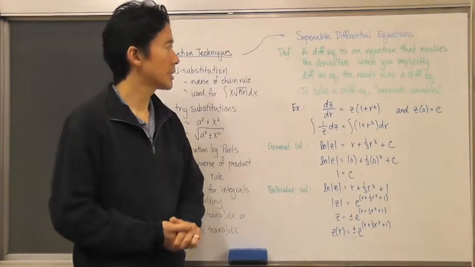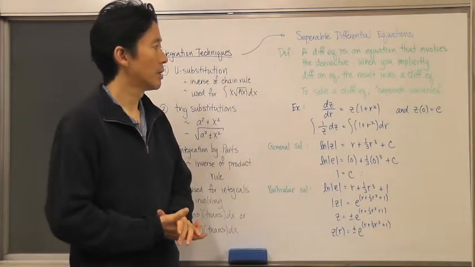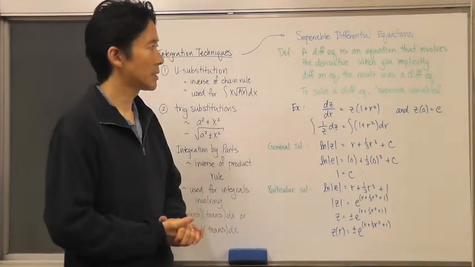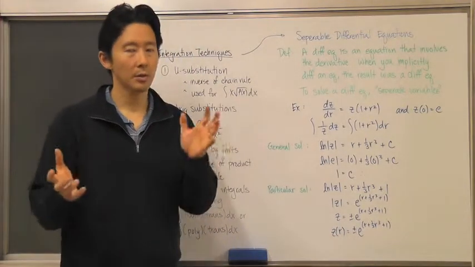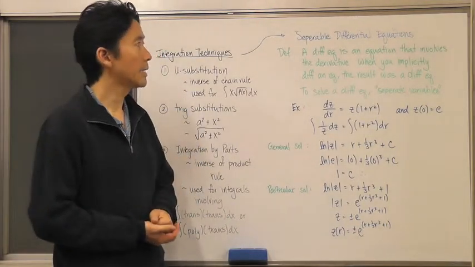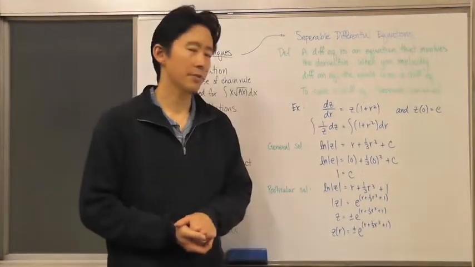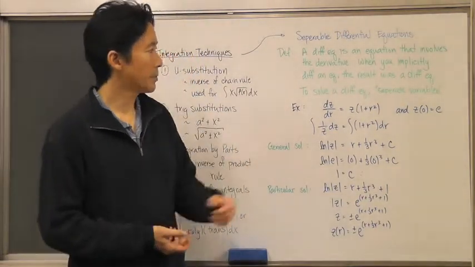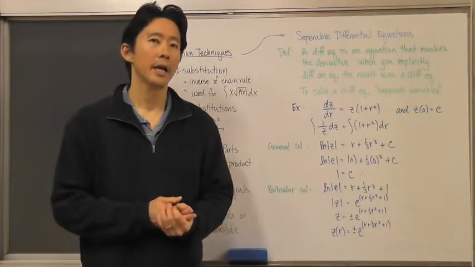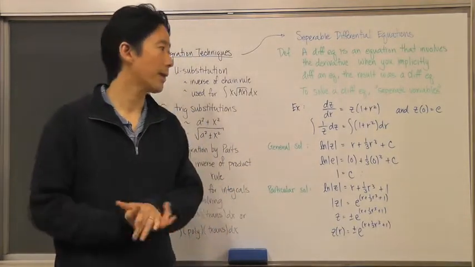Here's our definition. A differential equation is an equation that involves the derivative. When you implicitly differentiate an equation, the result is a differential equation. Now, to solve a differential equation, one technique is to separate the variables, and we're just going to be focusing on those types of differential equations that we can actually separate.